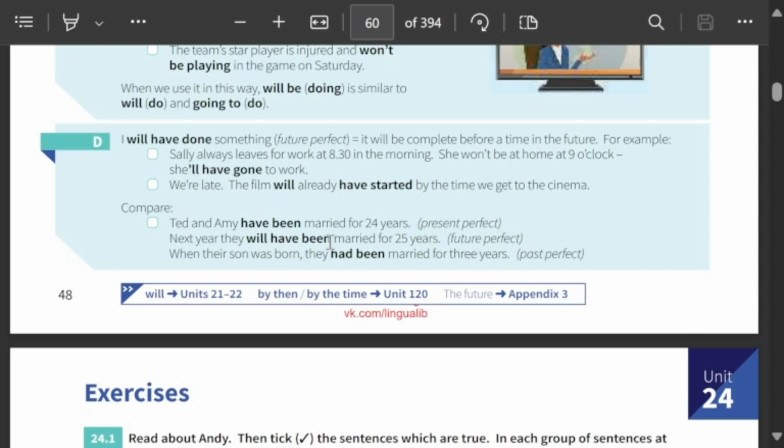And so this is future perfect. They will have been married. And when their son was born, now in the past, when their son was born in the past, they had been married for 3 years. This is past perfect. They had been married for 3 years. You see? It's kind of the same situation, but in 3 different time frames.